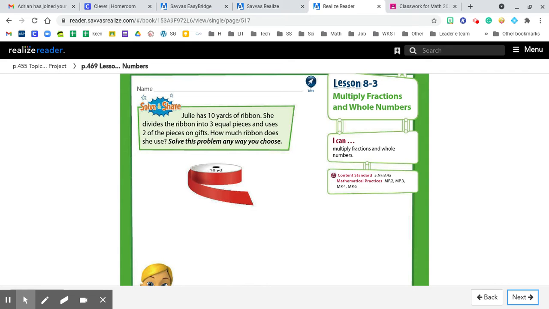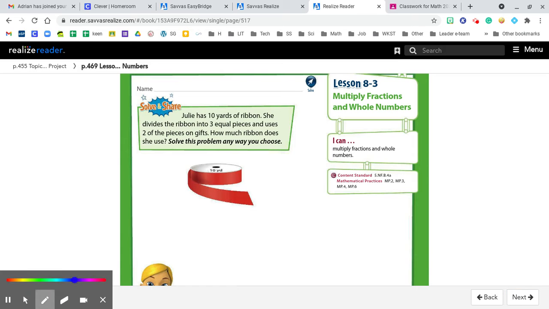All right, we're doing lesson 8-3, multiplying fractions and whole numbers. Julie has 10 yards of ribbon. She divides the ribbon into 3 equal pieces and uses 2 of the pieces on gifts. How much ribbon does she use? Solve the problem any way you choose.